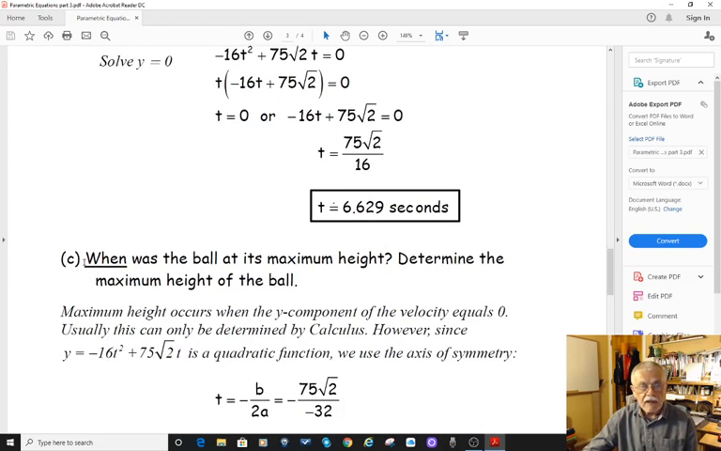Okay, part C. When was the ball at its maximum height? And then also determine what is that maximum height. So when is sort of a giveaway. It says find t. So at what time is the ball at a maximum height? Now, maximum height occurs when the y component of the velocity equals 0. That's correct. Now, normally we can't find that out unless we use calculus, and this is not a calculus class.